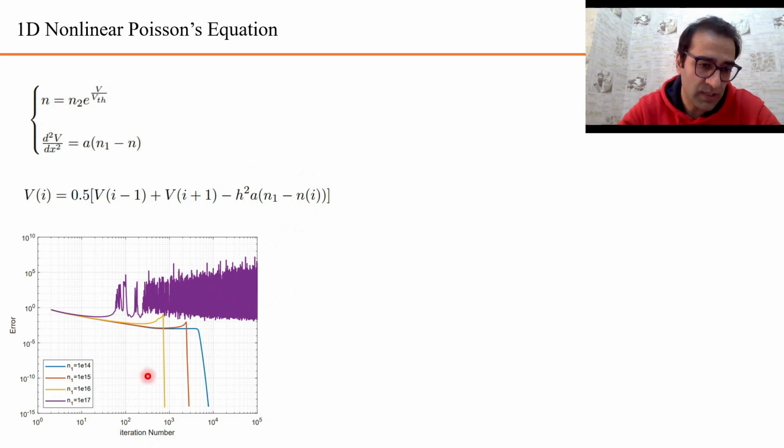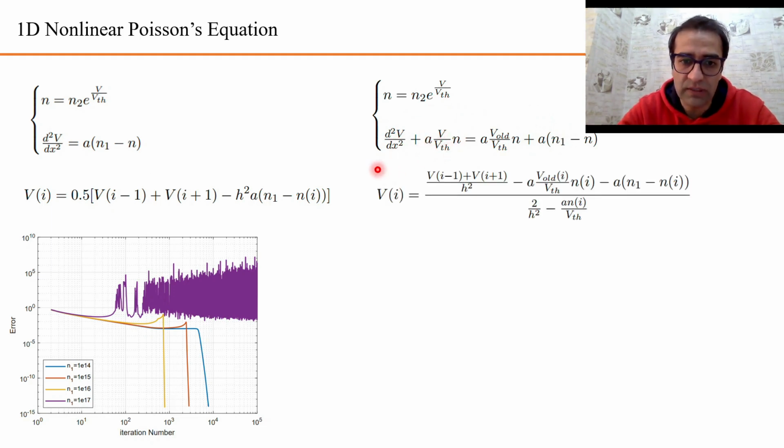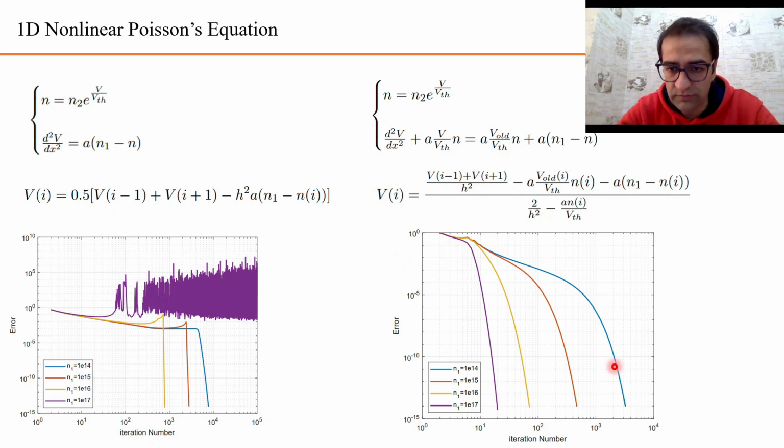Then, in order to have convergence for all sets of parameters, what we did was linearize the Poisson equation, and we saw that the form of the linearized Poisson equation is the following. We derived the discrete form of this equation, and we ended with such an equation. Then by solving it, we got such a convergence for different values of n1, and you see that by linearization we have convergence for all n1, and the convergence efficiency increased just by linearization.